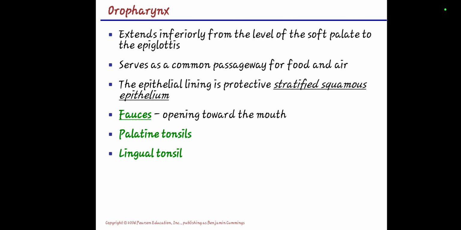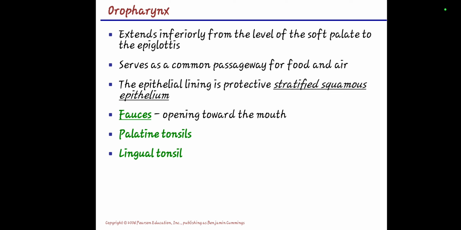Here, keeping food from entering the lungs is the function of the epiglottis. The oropharynx also serves as a common passageway for food and air. So it is not only a passageway of air, but also a passageway of your food. The epithelium lining of the oropharynx is a stratified squamous epithelium, and it also has the fauces. When we say fauces, it is an opening toward the mouth, the palatine tonsils, and the lingual tonsils.